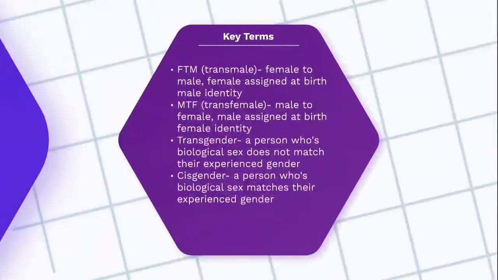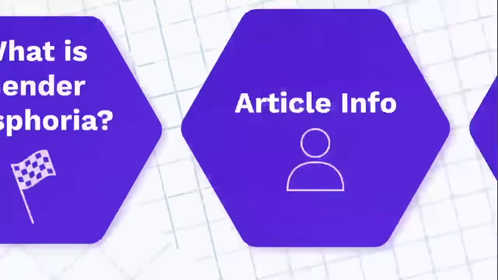Some key terms we should know are FTM, female to male; MTF, male to female; transgender, a person whose biological sex does not match their experienced gender; and cisgender, a person whose biological sex matches their experienced gender.